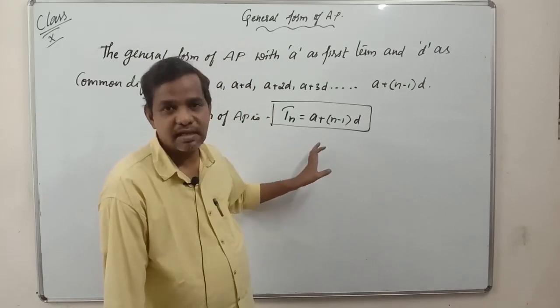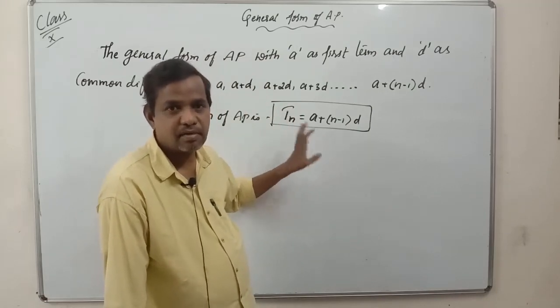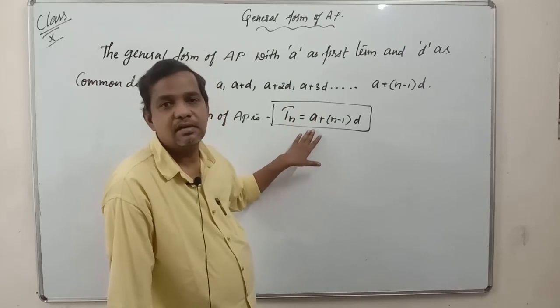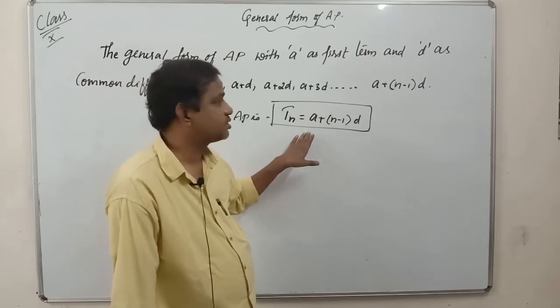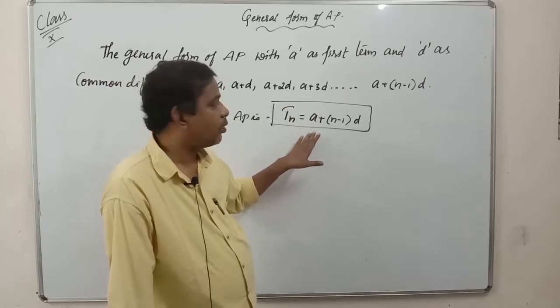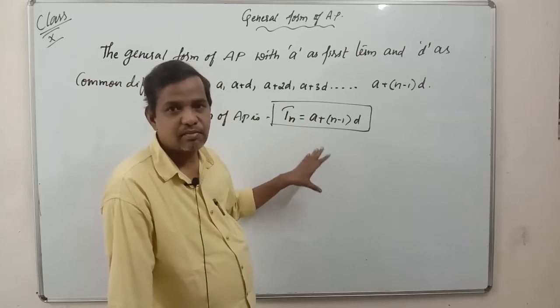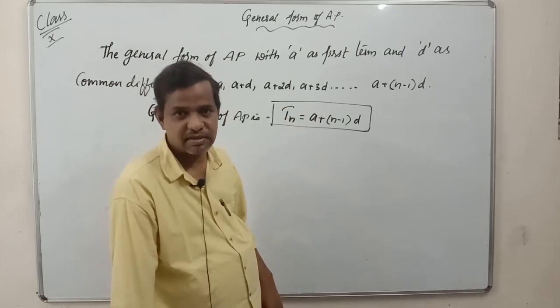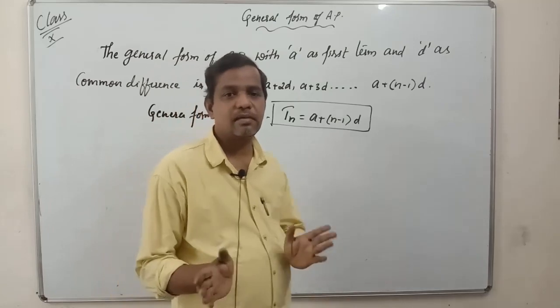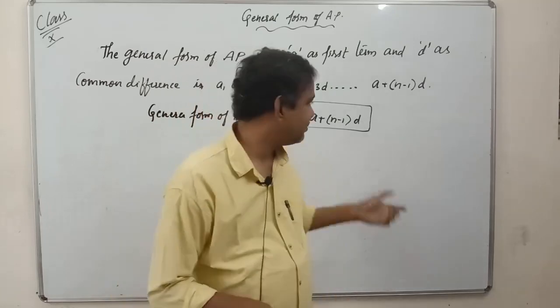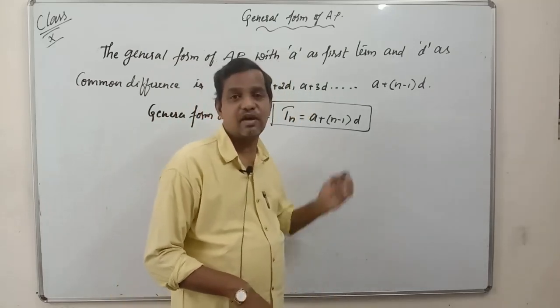In the next class I will go through some worked examples of problems based on the general formula of arithmetic progression, that is Tn equals A plus (N minus 1)D. Then after solving some problems, we'll go directly to the exercise problems here, because if you solve two or three problems, you'll come to know the exact meaning of this formula and why we are using it.